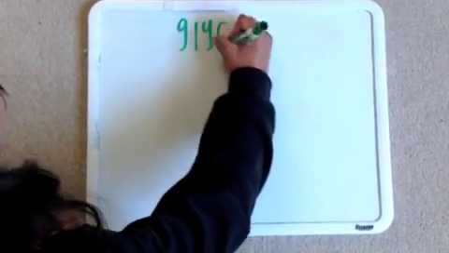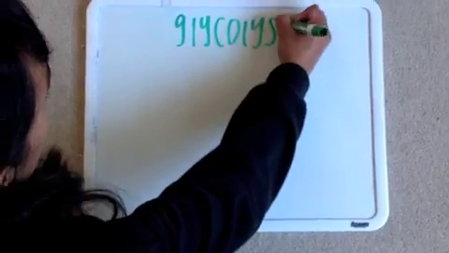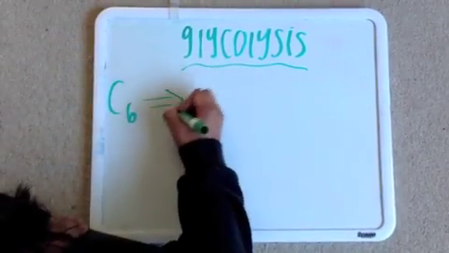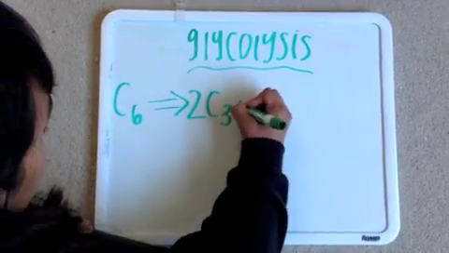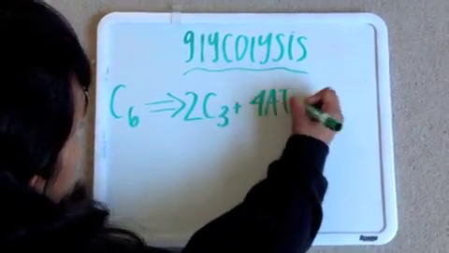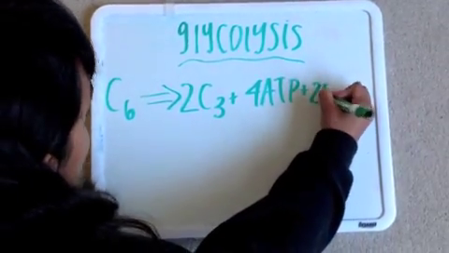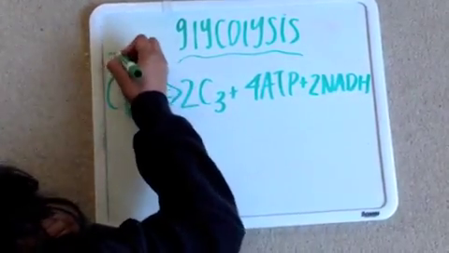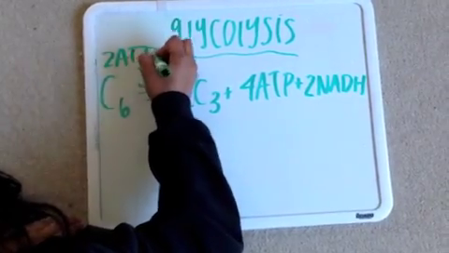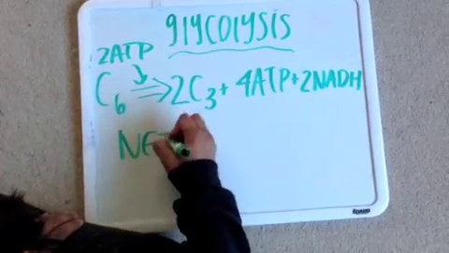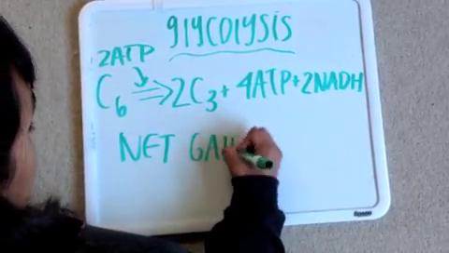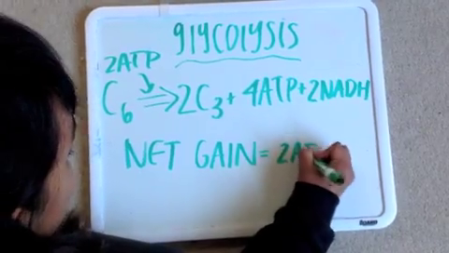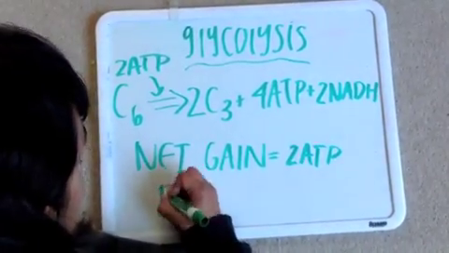Let's begin with glycolysis. Glycolysis is the process of taking a C6 molecule, which is part of glucose, and breaking it down into two C3 molecules, which is pyruvic acid, and yields 4 ATP molecules and 2 NADH molecules. Glycolysis occurs because glucose cannot enter the mitochondria, but pyruvic acid can. No oxygen is needed for this process. There is a net gain of 2 ATP molecules because 2 ATP is used and 4 ATP is gained. The result is 2 pyruvic acid molecules.